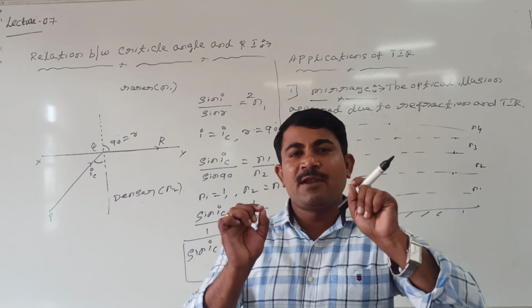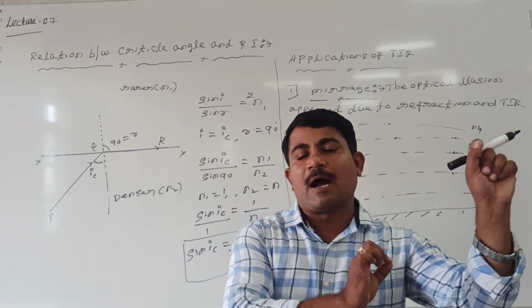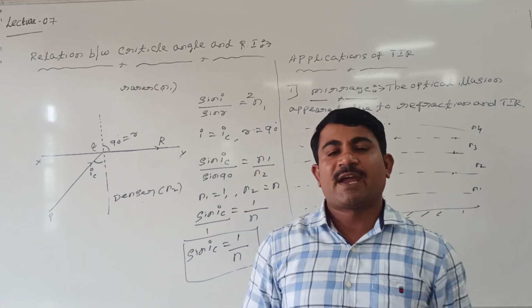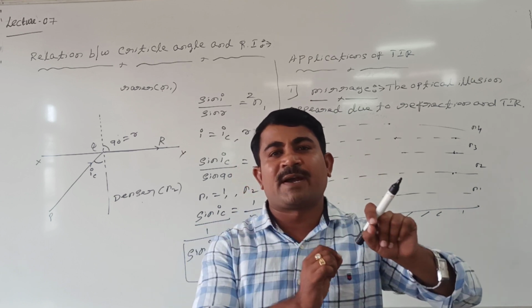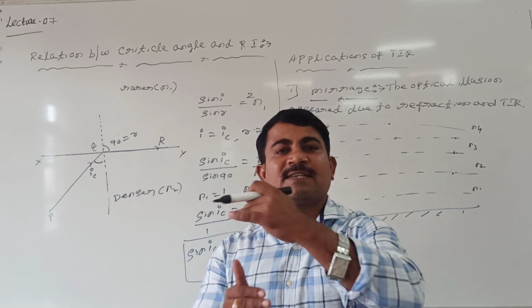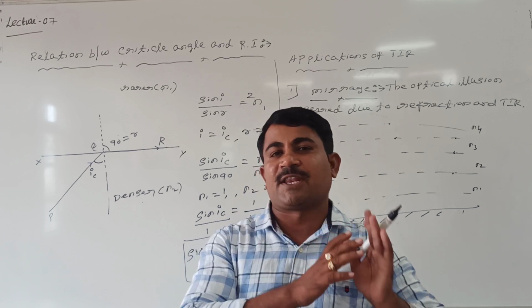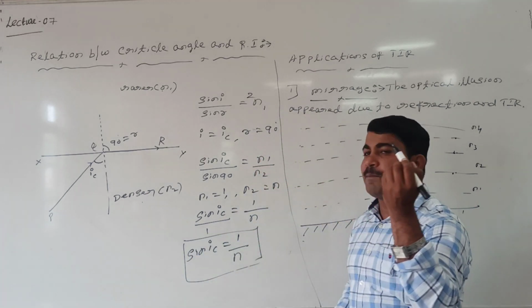Mirage means an inverted image appears on hot summer days. In deserts or on hot summer days, images always appear inverted. That is nothing but a mirage. How a mirage can appear, that we'll see.